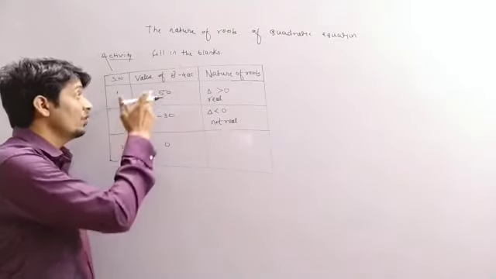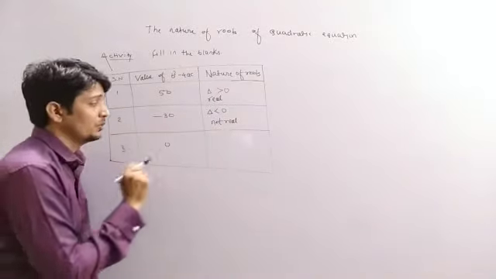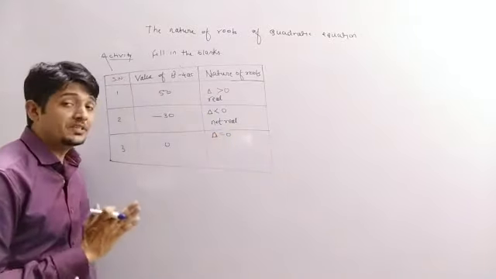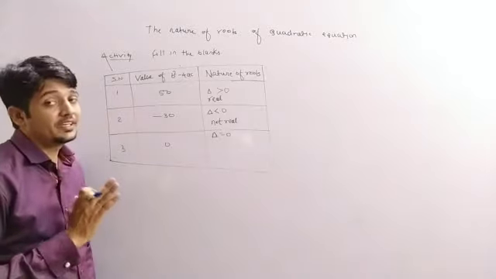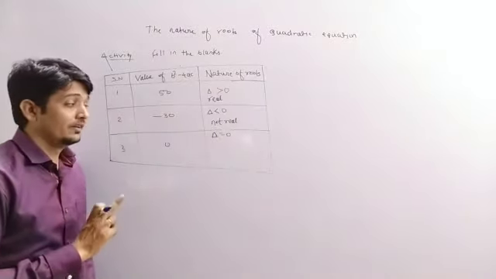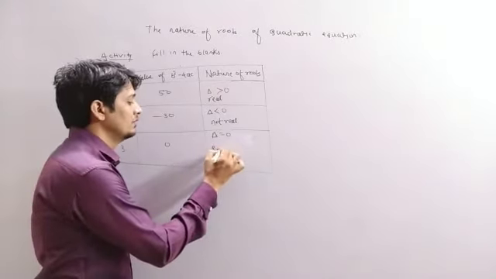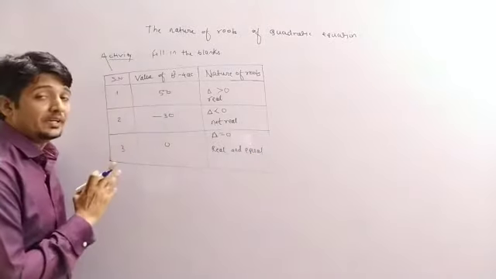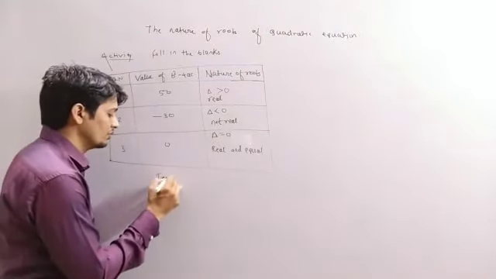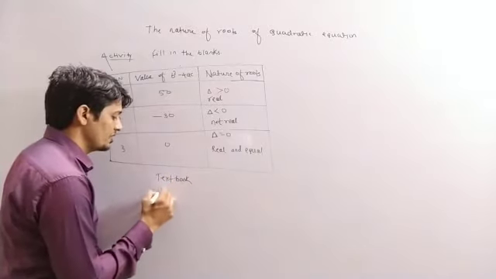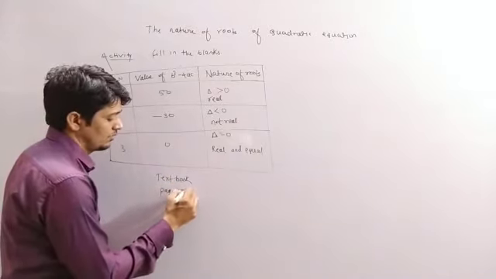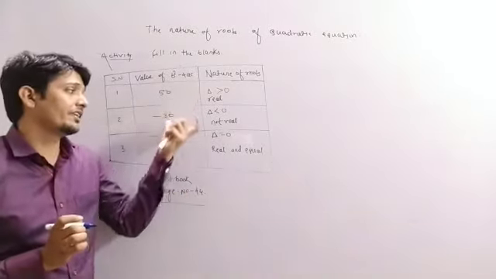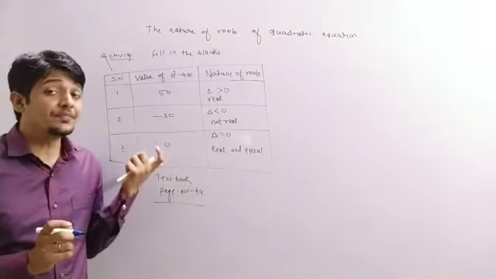If the value of discriminant is equal to 0, that means delta equals to क्या दिया हुआ है? 0. अब 0 है, that means the root of quadratic equation is real and equal. So we have to write real and equal. So this activity is given in your textbook, page number 44. So पेज नंबर 44 में जाकर पेंसिल से आपको ये fill in the blanks वाला पार्ट कंप्लीट करना है. It is the activity.